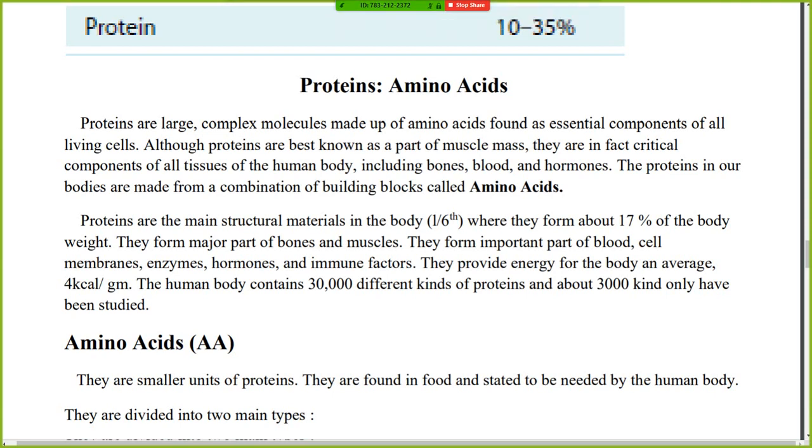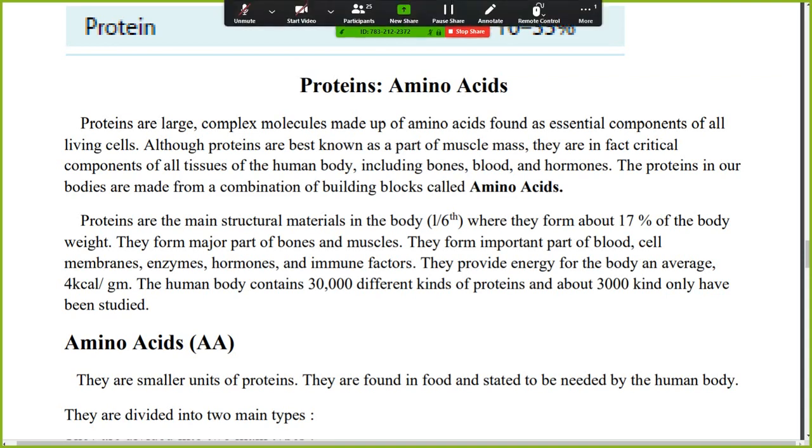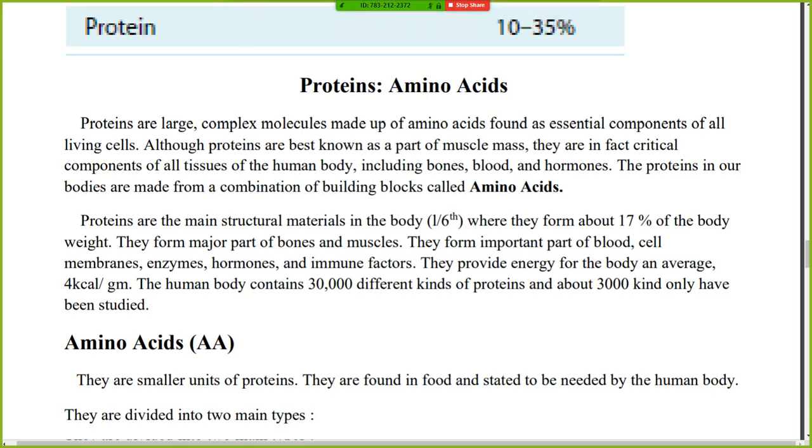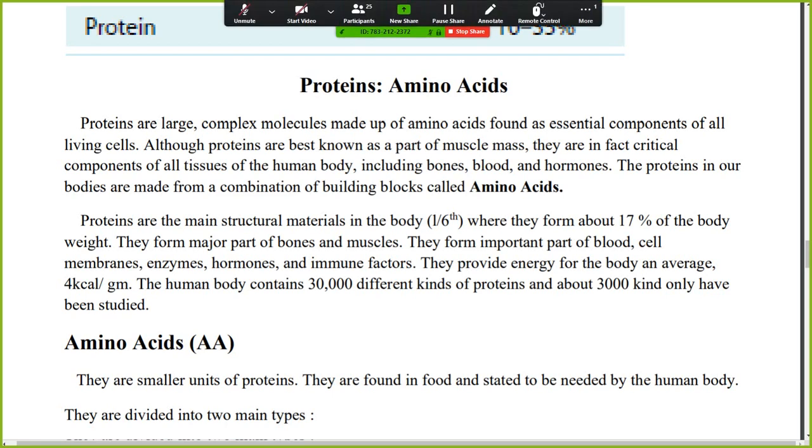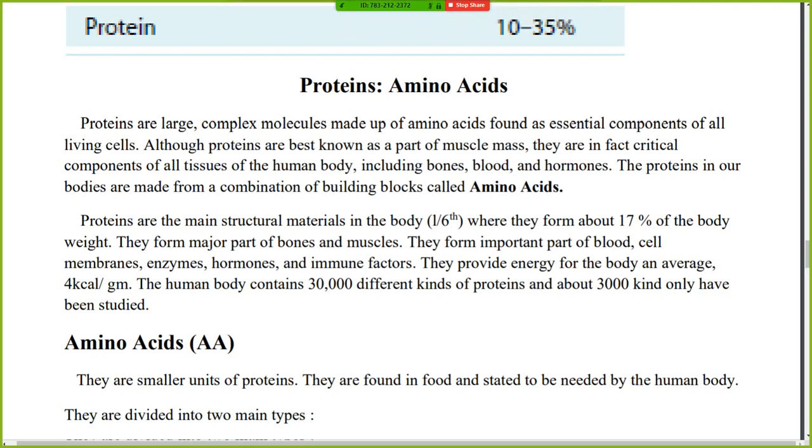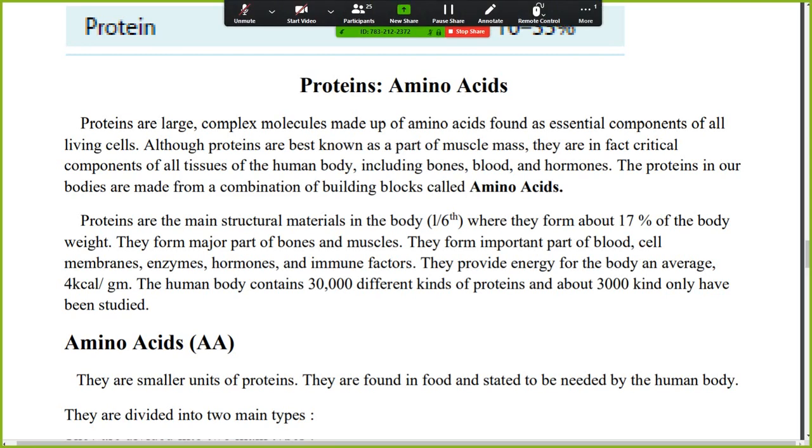Also, the proteins are the main structural materials in the body, where they form about 17% of body weight. They form major parts of bones and muscles, and they form important parts of blood, cell membranes, enzymes, hormones, and immune factors. And they provide energy for the body, an average of 4 kilocalories per gram, as we talked before. The human body contains 30,000 different kinds of proteins, and only about 3,000 kinds have been studied.